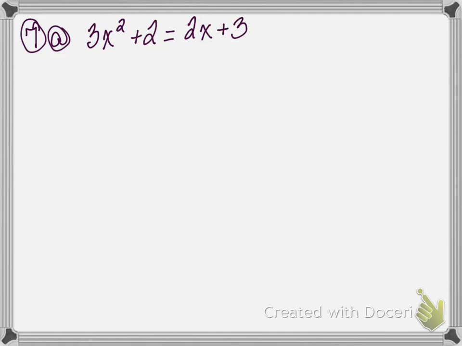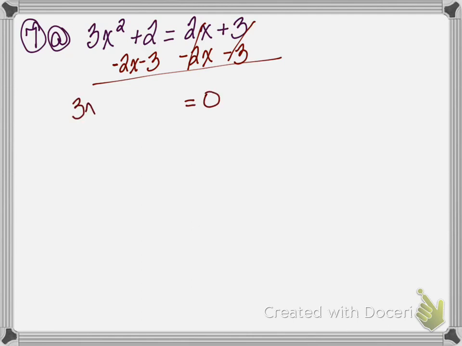So what I've got to do is I've got to subtract 2x and 3 from both sides. So I'm going to subtract 2x, and I'm going to subtract 3 from both sides. So then I am left with 0 on the right-hand side. Then I have 3x squared minus 2x minus 1. Okay, now that we have this set equal to 0, we're going to factor it.